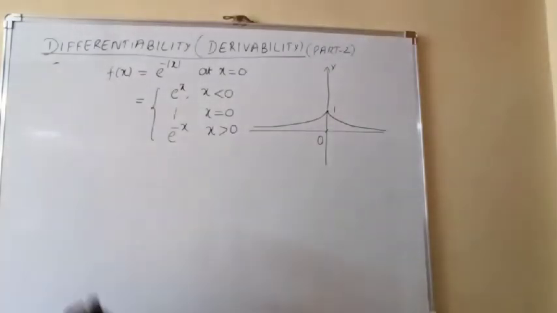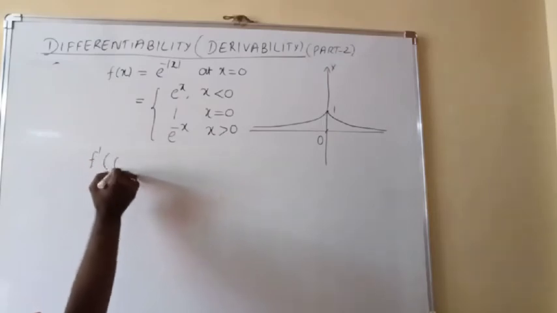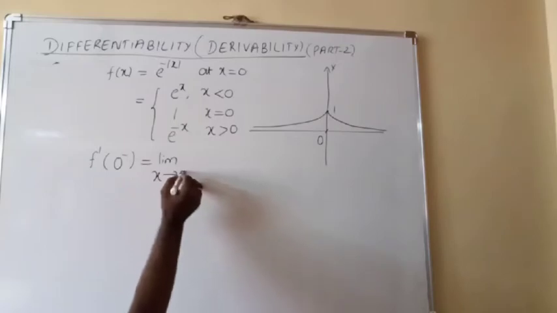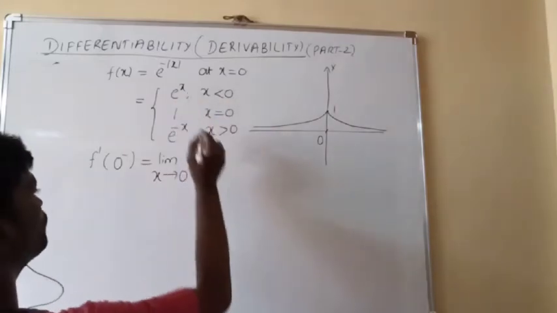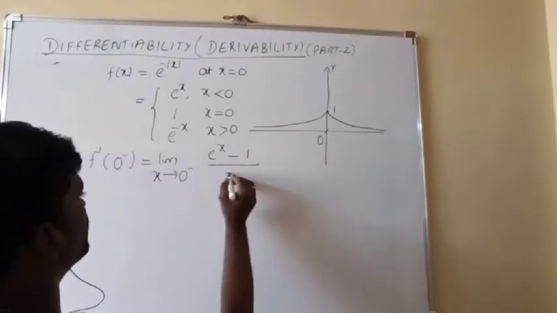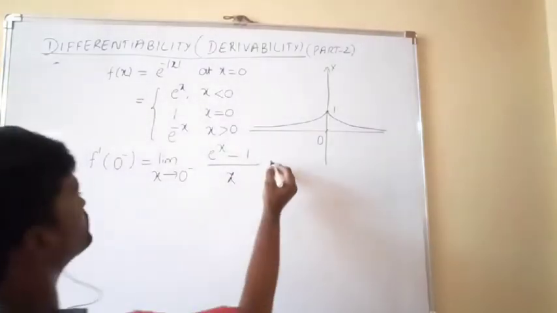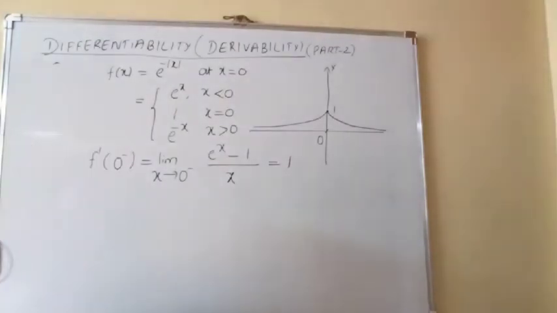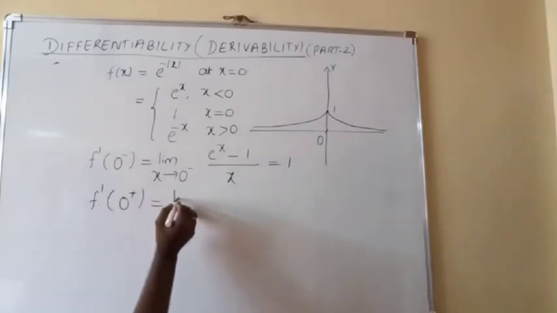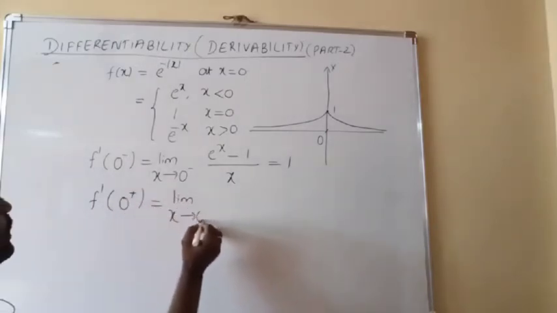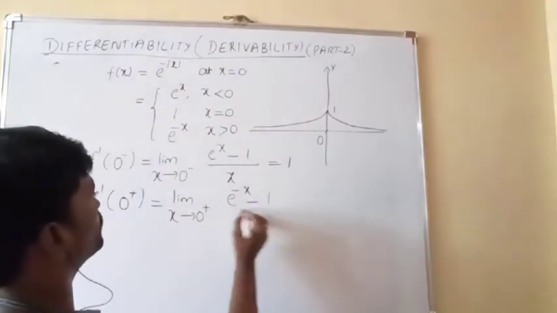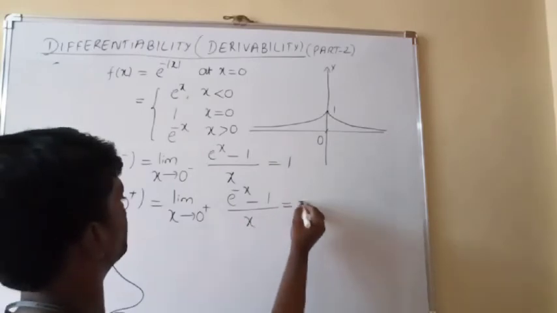Or if you find the left hand derivative f dash of 0 minus, from the definition, limit x tends to 0 minus of f of x, what is f of x? e power x minus f of 0 which is 1, divided by x minus 0 which is x. So what is the limit of this function? 1. Then if you find f dash of 0 plus, limit x tends to 0 plus, when x is greater than 0, what is the definition? e power minus x minus 1 by x. So what you will get? Minus 1.